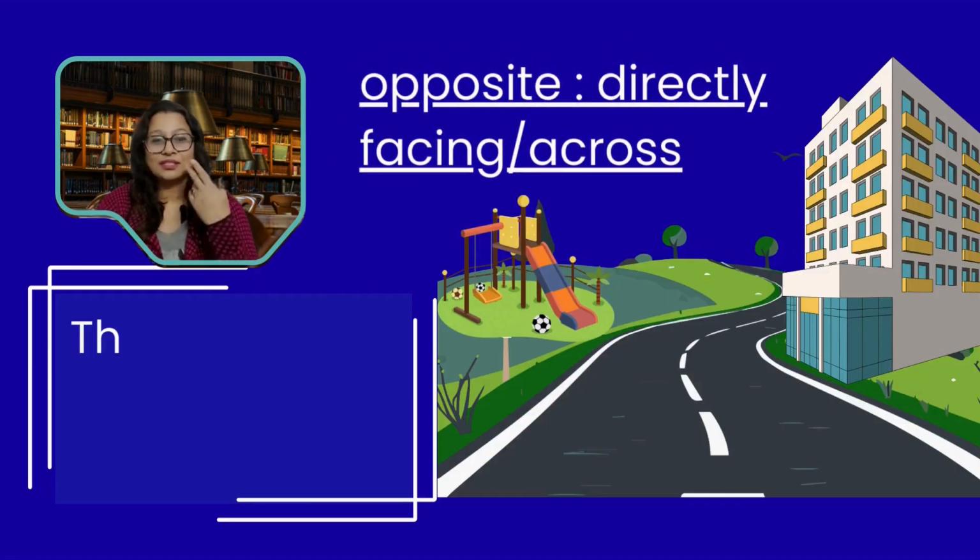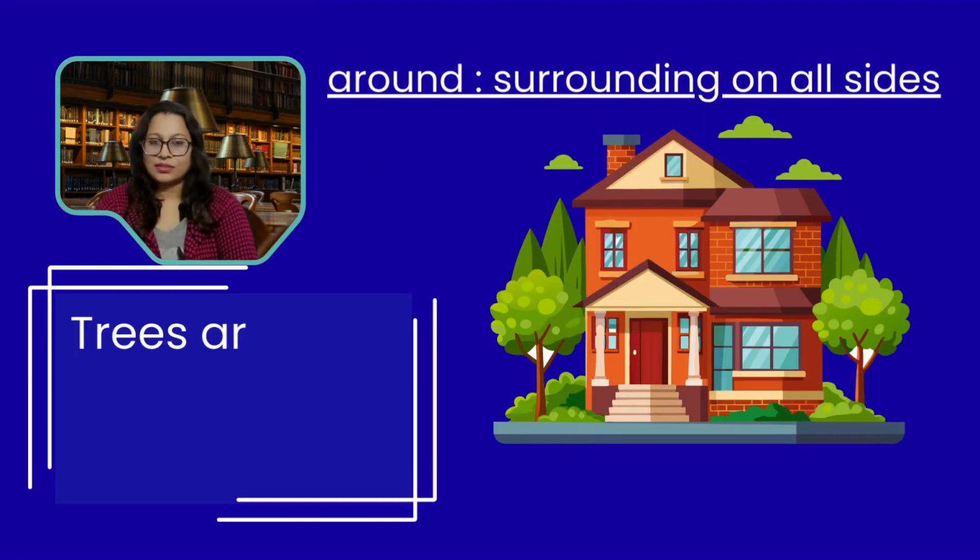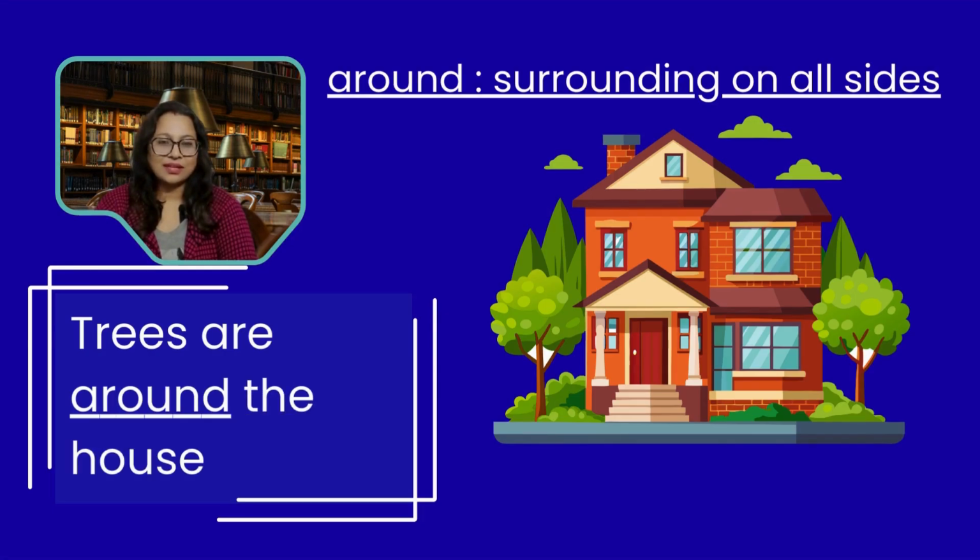The bank is opposite the park. The bank faces the park directly. The trees are around the house. The house is surrounded by the trees.